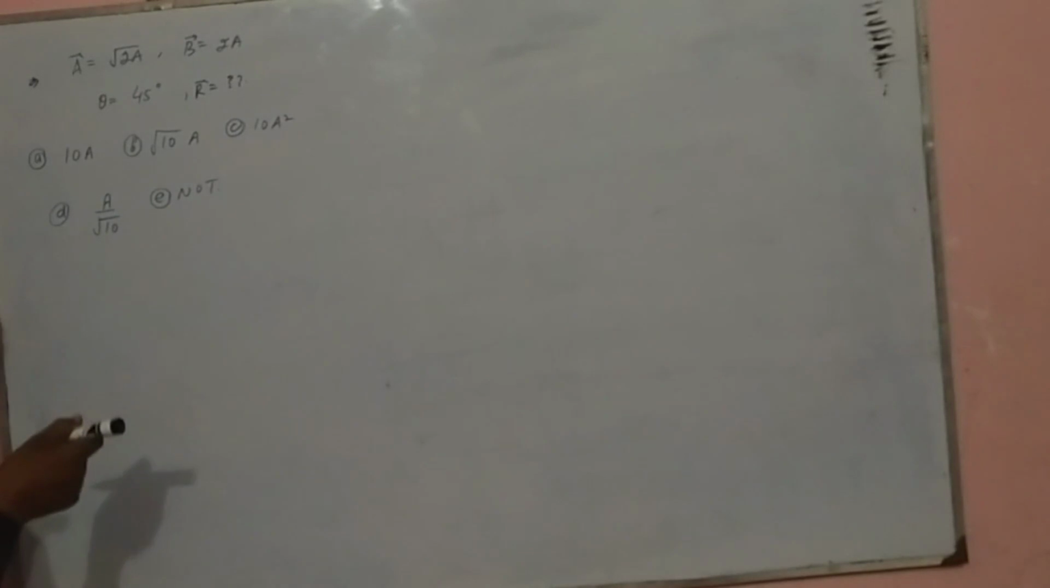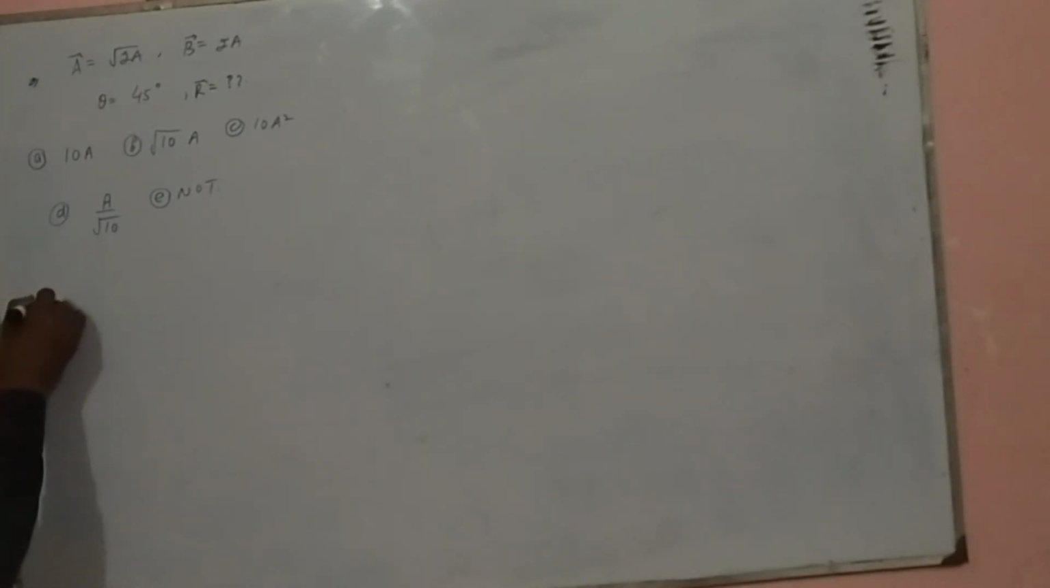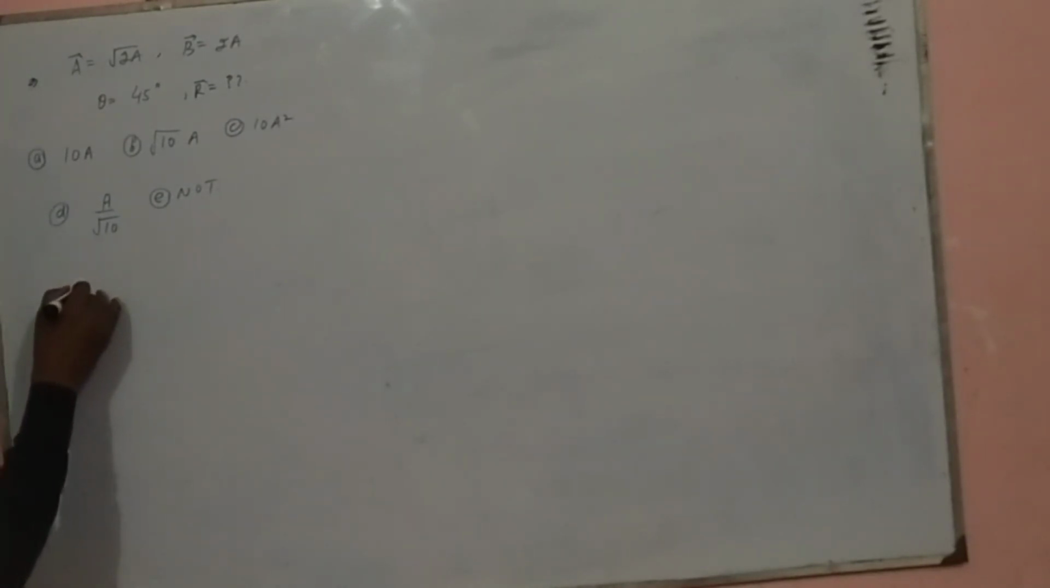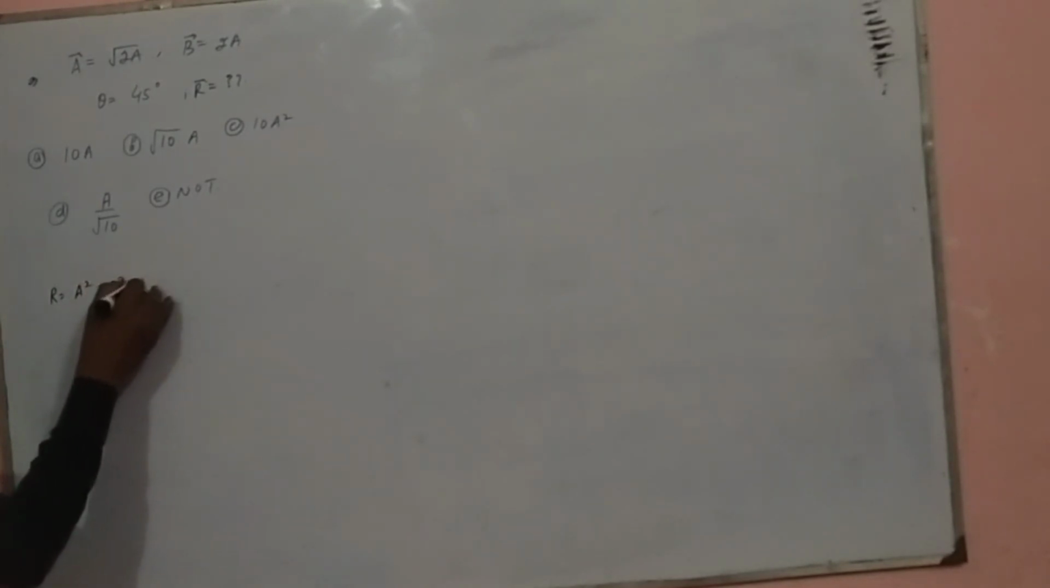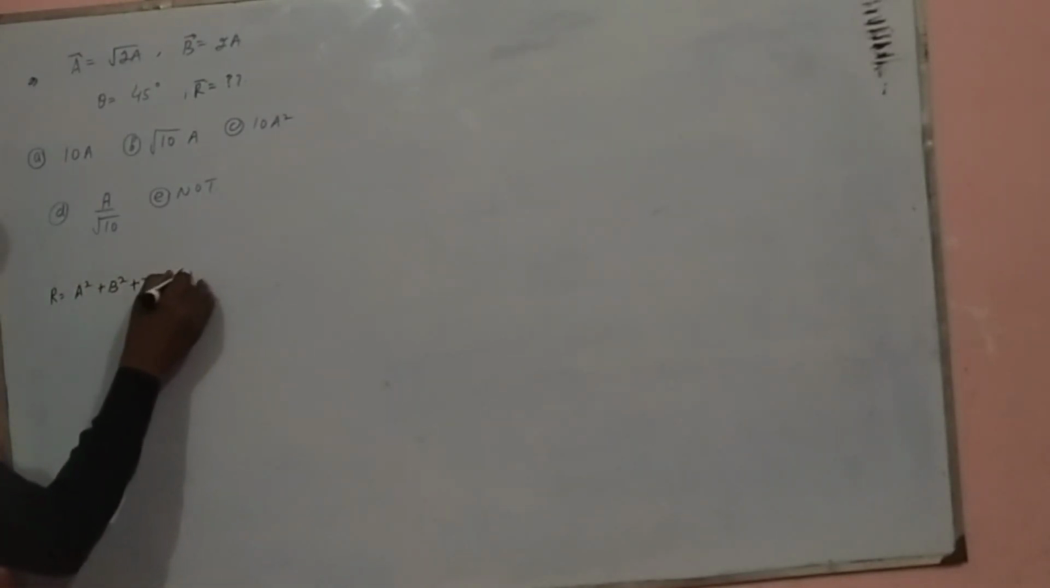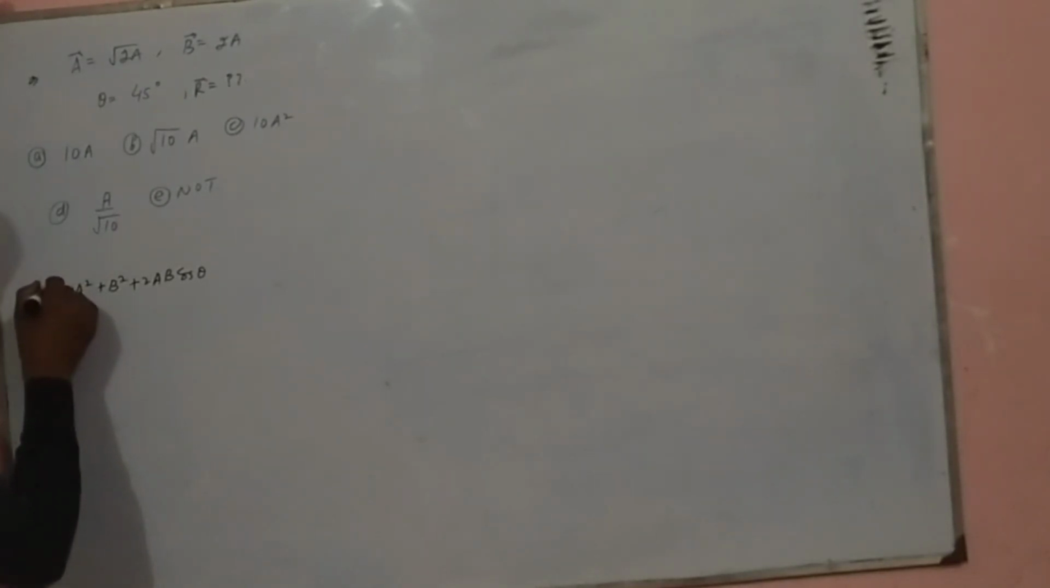Then what will be the correct answer? So if we solve this, according to the cosine law, R is equal to A square plus B square plus 2AB cos theta. Okay, R square. So we have to take the resultant.